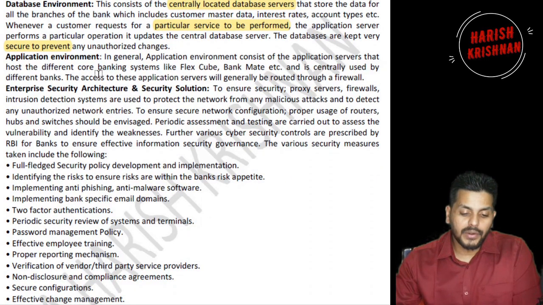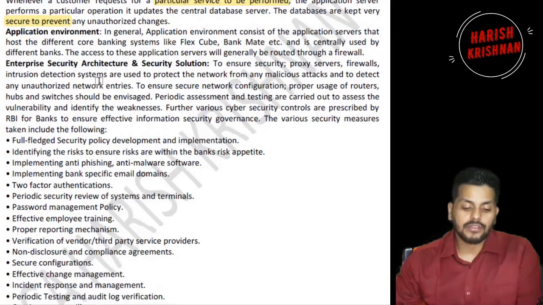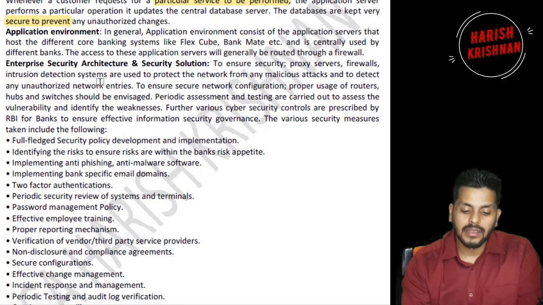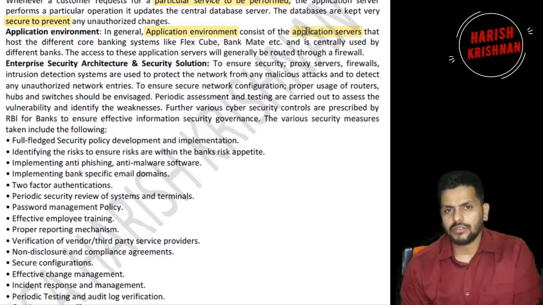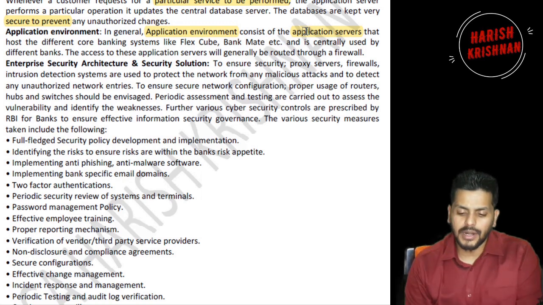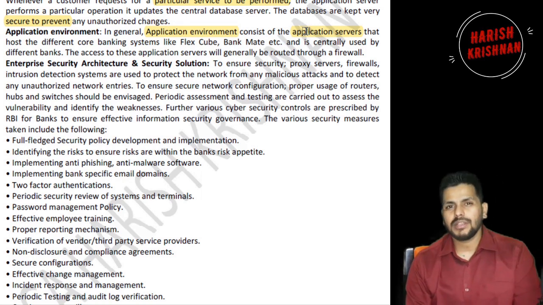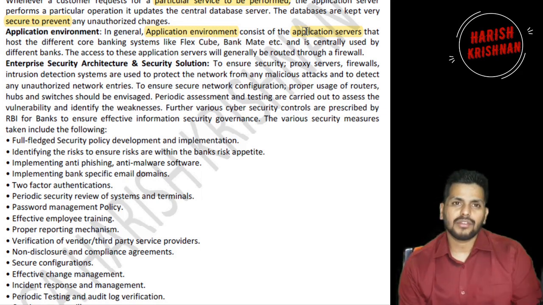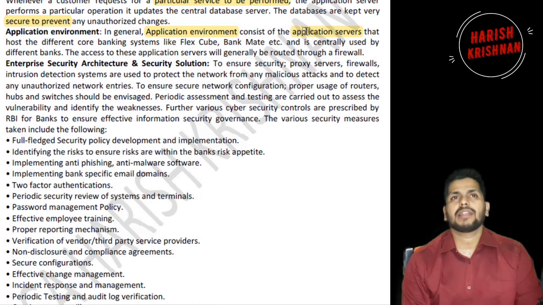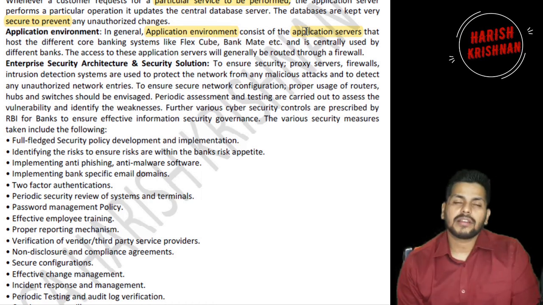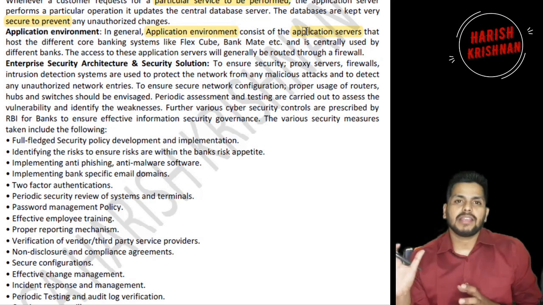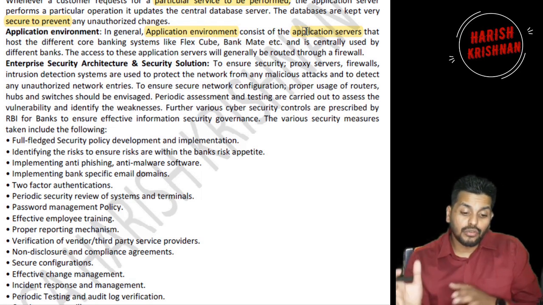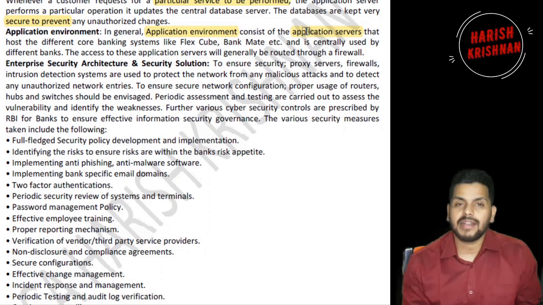Then the next component that is involved in CBS is application environment. In general, application environment consists of the application servers that host different core banking systems like FlexCube. FlexCube is a product of Oracle, Bankmate. Now you have so many software. So the bank Infosys has one banking software, and there is another company called Nucleus Solutions. There are different bank softwares that are available. All I'm saying is, whichever application software you buy, that application software will be hosted in the application environment.